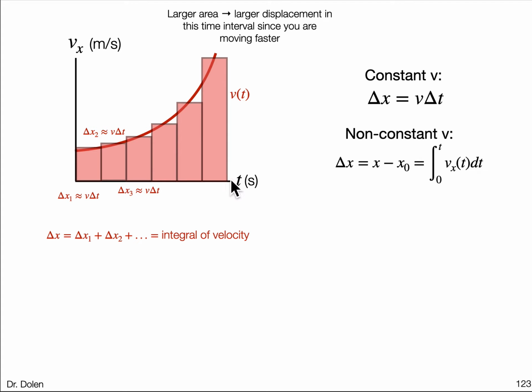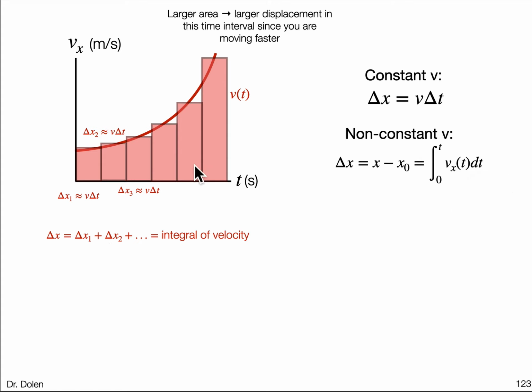And during this time interval, I travel a lot farther. The area is much bigger, right, because my velocity is much bigger. So by adding up all these rectangles, I can figure out my total displacement. And that's really what this calculus equation is telling us to do, right? It's just making these rectangles infinitely small. And so if you have a function of velocity as a function of time, you can always integrate that, find the area under the curve, and find your displacement.